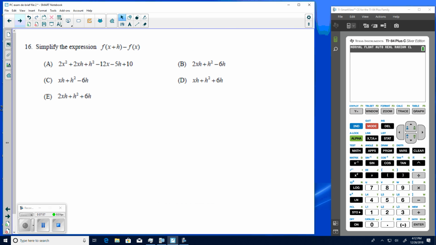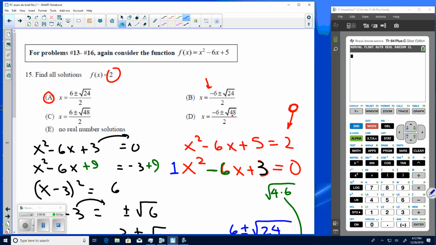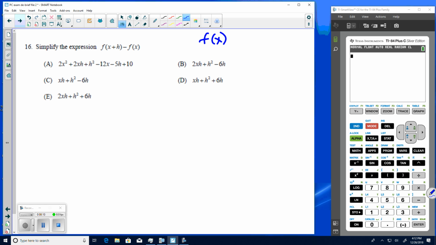Okay, number 16. This is function notation. Once again, we're dealing with the same function, right? F of x from the previous problem was x squared minus 6x plus 5. And that's going to go at the back end here. So we have to subtract that away. But in front of that, we need to figure out what f of x plus h is.